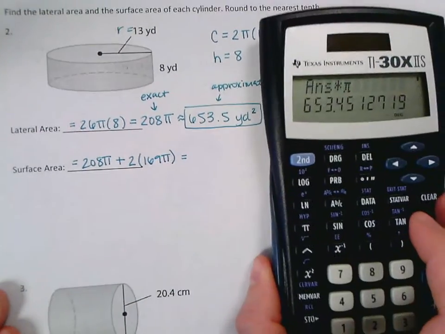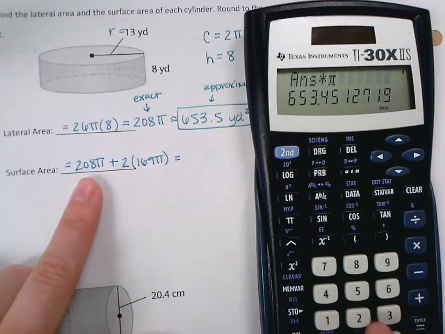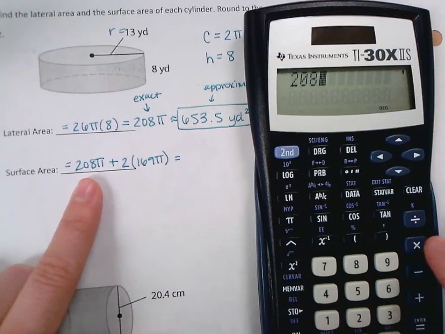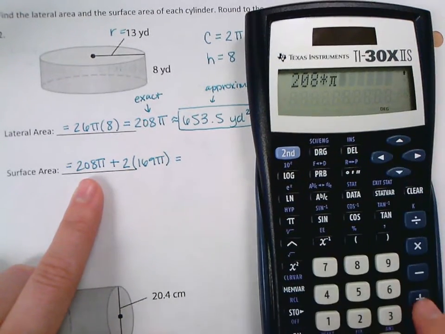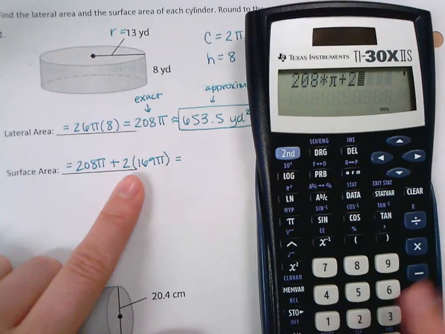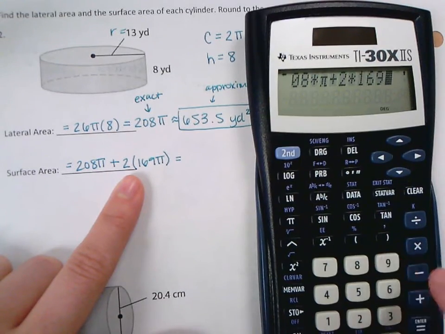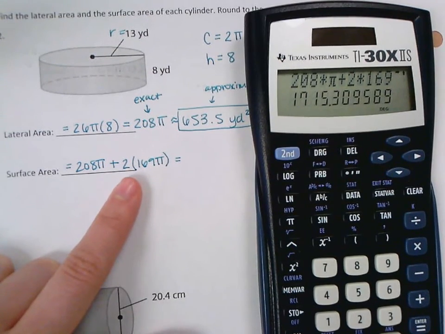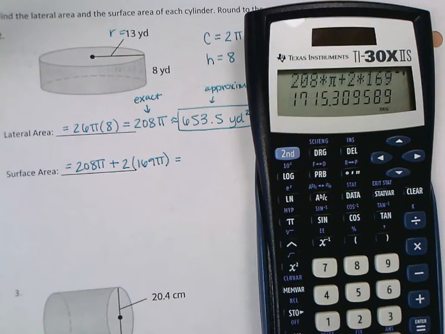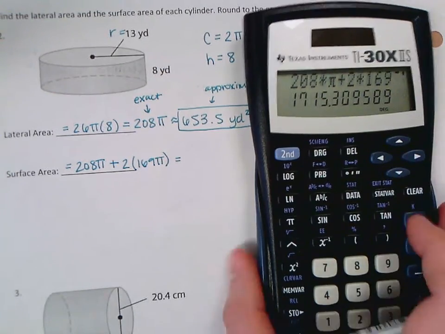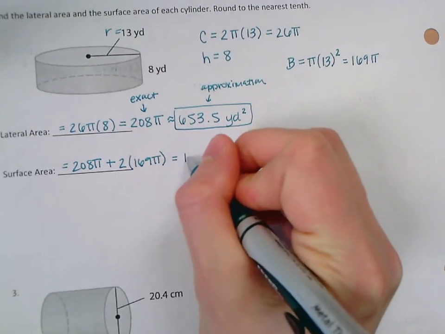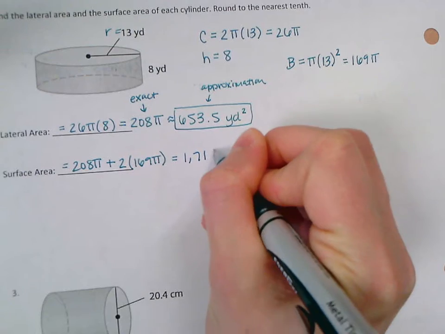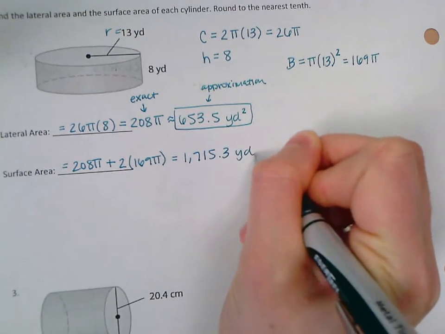So I have 208 times pi plus 2 times 169 times pi. So approximately 1,715.3. And that is also square yards.